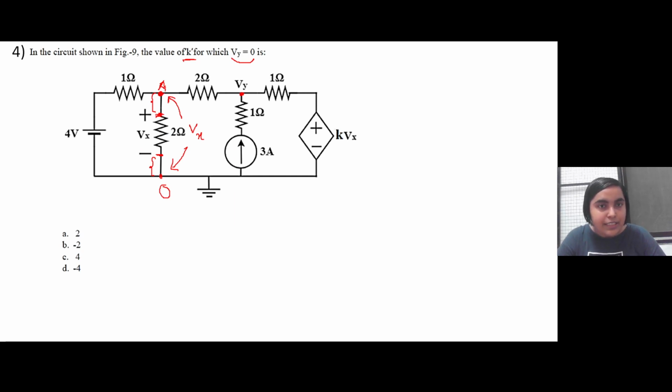So the node voltage at A will be Vx minus 0, because this side it is 0 and this side it is Vx. There is nothing connected in between the resistor and node A. So at node A, the voltage is Vx. Now you can apply KCL at node A and node B, and you can compute. Does anyone want to try this one on their own, or do you want me to solve it?